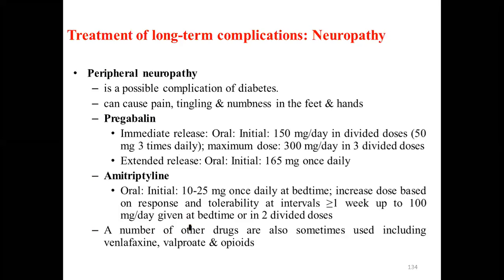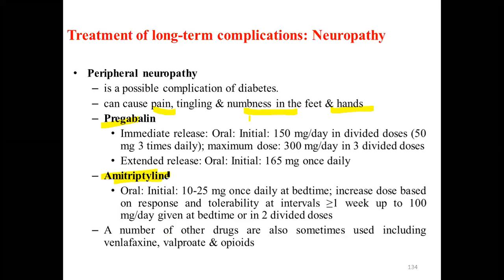Then neuropathy is very common. Remember, high blood sugar level can cause damage to the peripheral nerves, including sensory nerves. So there is a possibility of pain, tingling, and numbness in the feet and hands as a result of peripheral neuropathy. Pregabalin and amitriptyline are the most commonly used drugs in the management of neuropathy in DM patients.